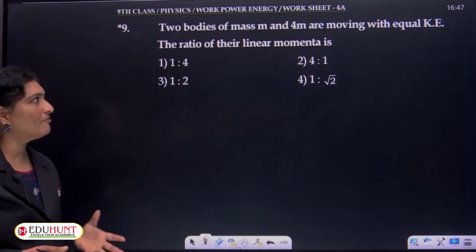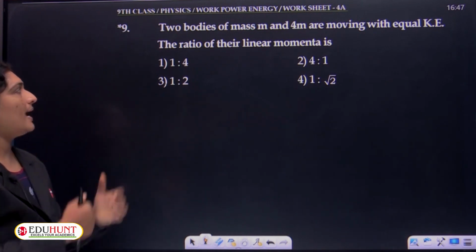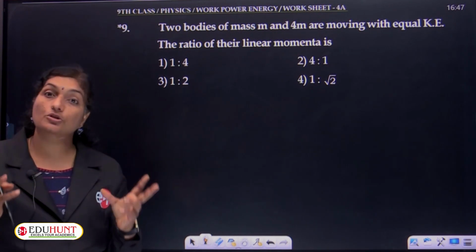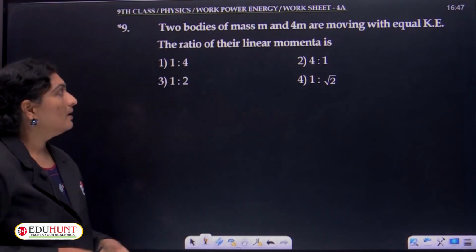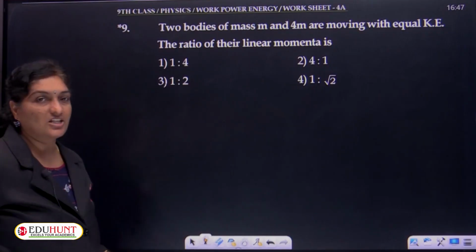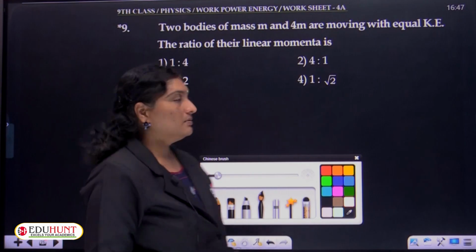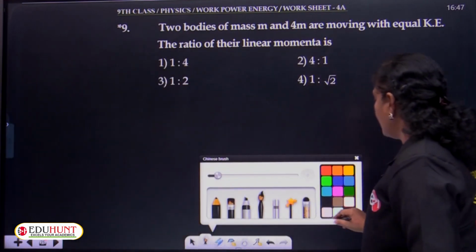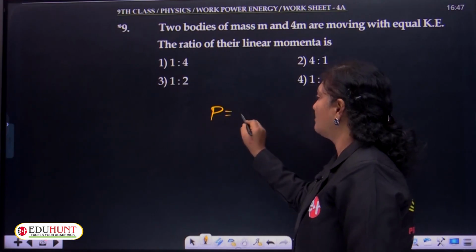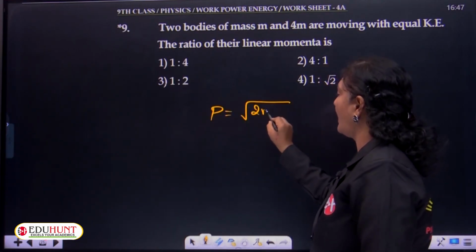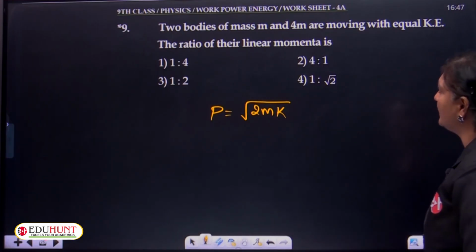Two bodies of masses m and 4m are moving with equal kinetic energy. So, what is given? Two bodies of masses m and 4m. Masses are different, moving with same kinetic energy. Find the ratio of linear momentum. What is the formula for linear momentum, children? P is equal to root over 2mK.